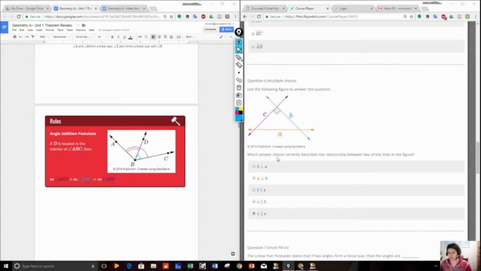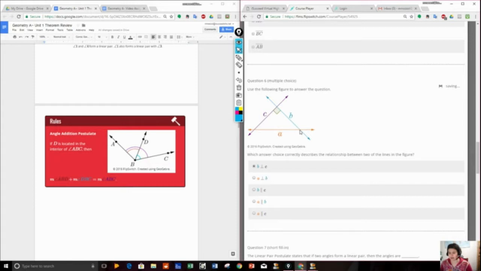Now it says, which answer choice correctly describes the relationship between two of the lines in the figures? Okay, so now we need to know some math terminology because I see B with this upside down T and C. The upside down T means perpendicular, so it's pronounced perpendicular. So is B perpendicular to C? Yes, because of this drawn in square right there. So B is perpendicular to C. Is A perpendicular to B?